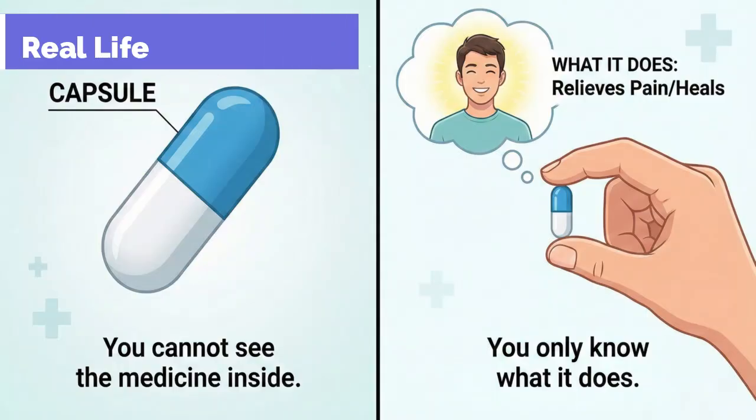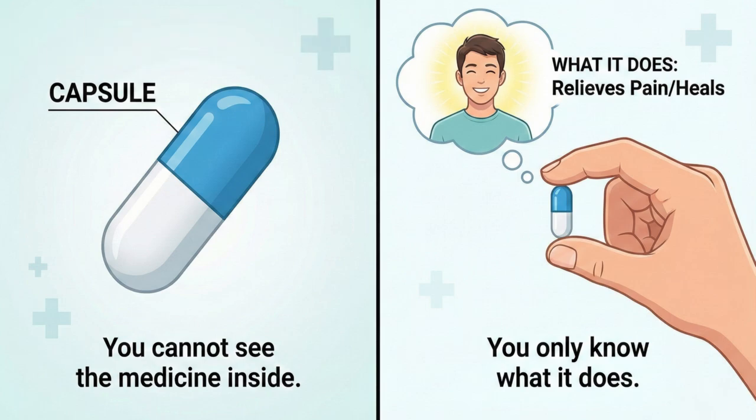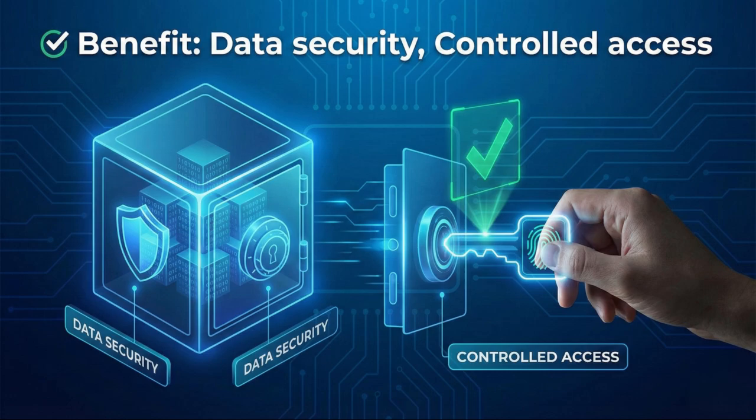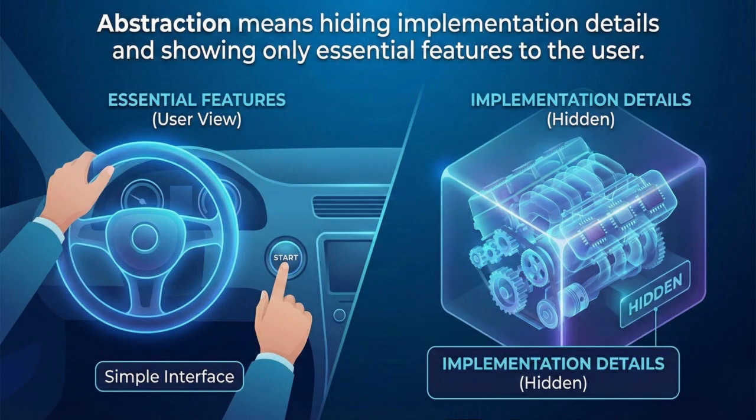Real-life example: you cannot see the medicine inside. You only know what it does. The benefits we have are data security and controlled access. The second one is abstraction. Abstraction means hiding implementation details and showing only essential features to the user.